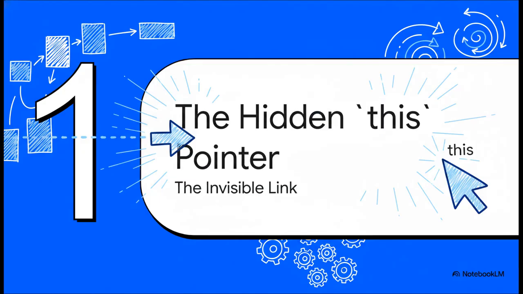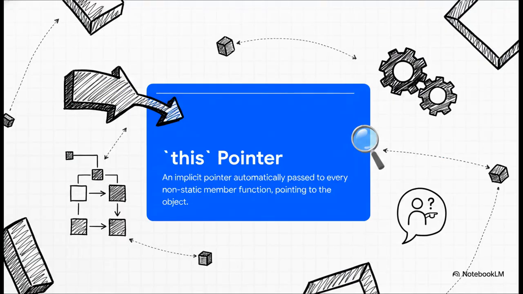Okay, first things first. Before we can even begin to talk about virtual functions, we have to understand this other piece of C++ that's always working behind the scenes, the this pointer. Think of it as the invisible glue that holds every method call to its object. So what is it really?